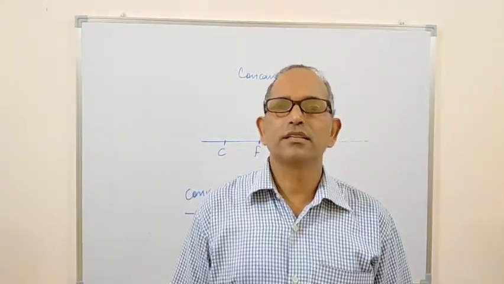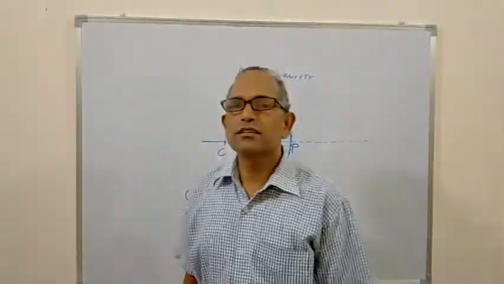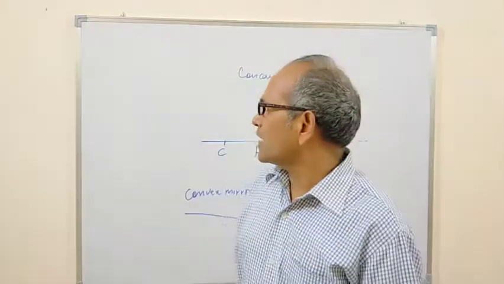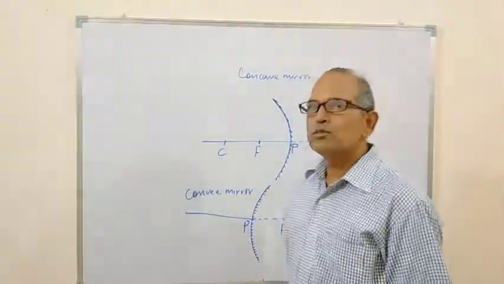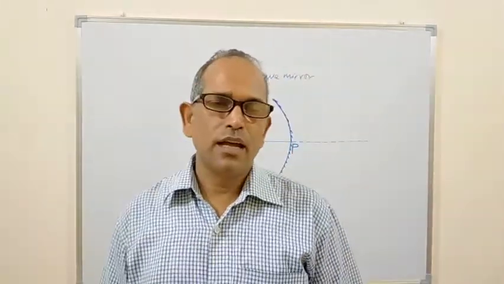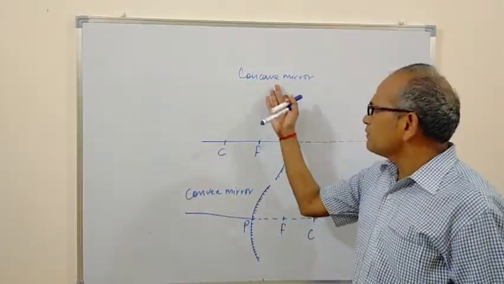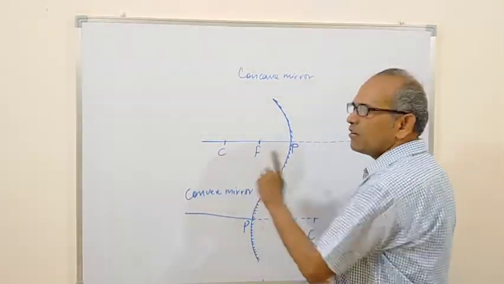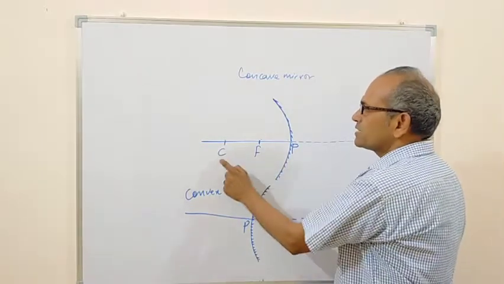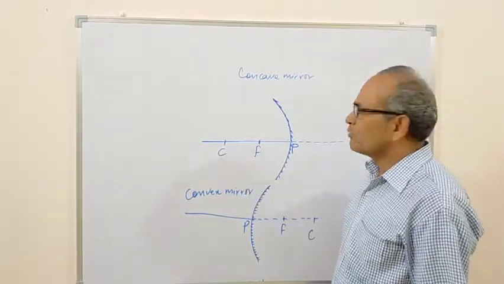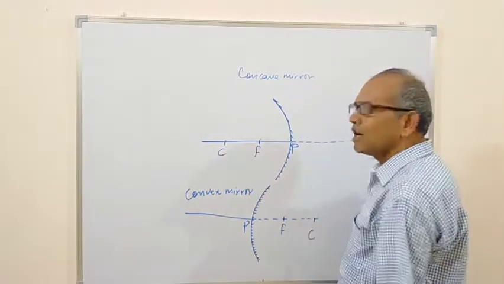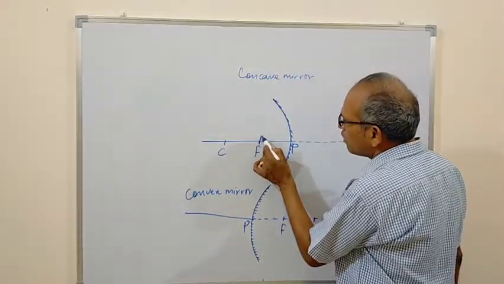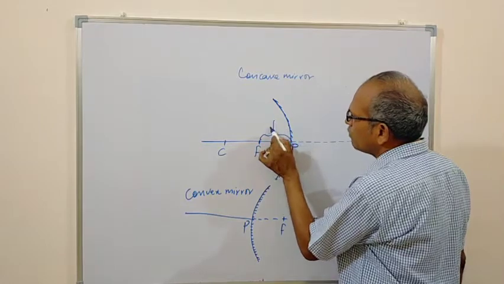In our previous lecture, we discussed different terminology related to spherical mirrors, convex and concave mirror. Now let's try to locate these terms on both concave mirror and convex mirror. Here, this point, the center of curvature, is the center of the spherical mirror from where we have cut. This point is the focus and this is the pole. The distance between the focus and the pole is called focal length.